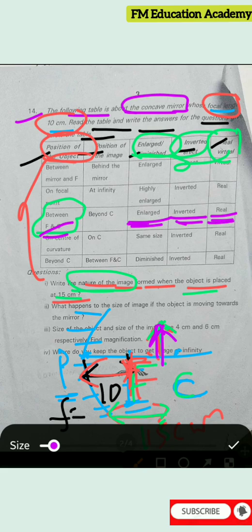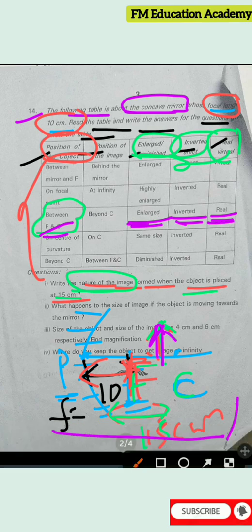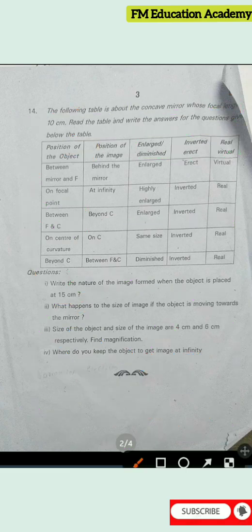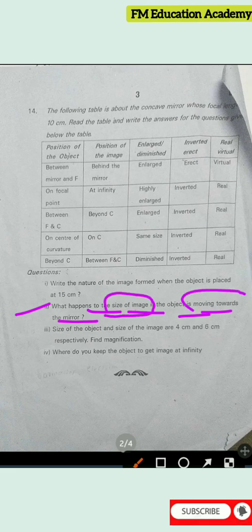And what you can do is you can draw this diagram also. So you'll get marks. Okay, and then you can write the nature of the image is enlarged, inverted and real when the object is placed between F and C, that is at 15 centimeter. Okay, next, second bit, what happens to the size of the image if the object is moving towards the mirror? Observe the question carefully. It is asking us what is the size of the image if the object is moving towards the mirror?